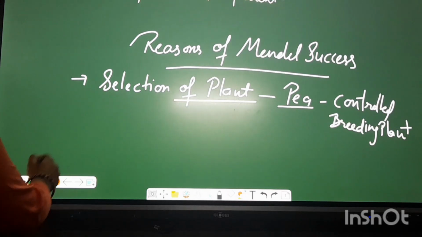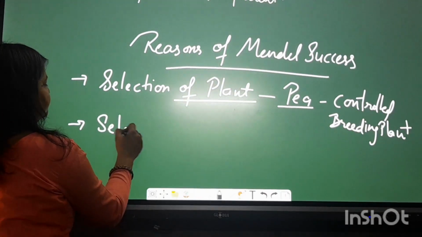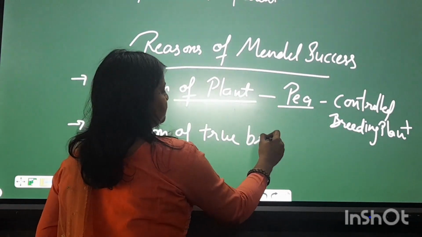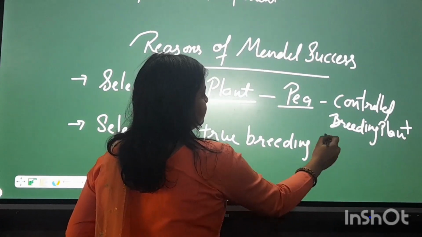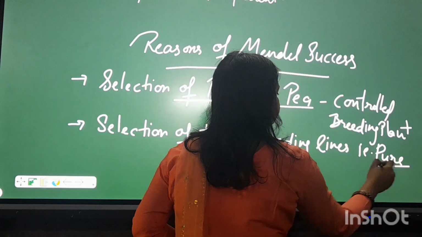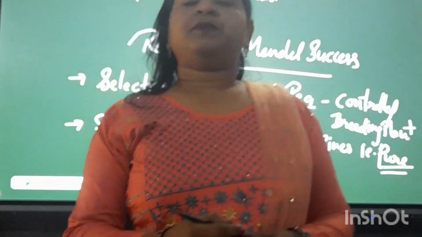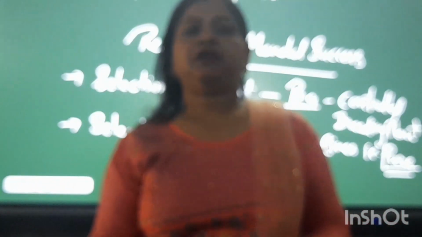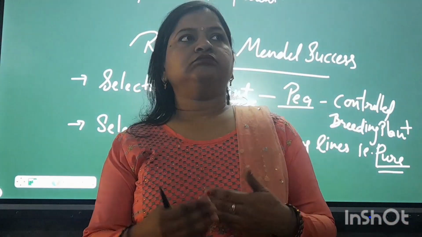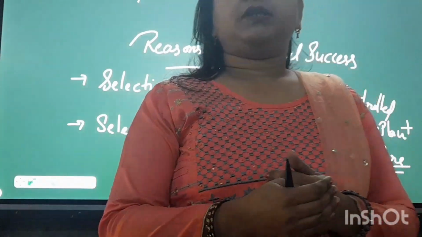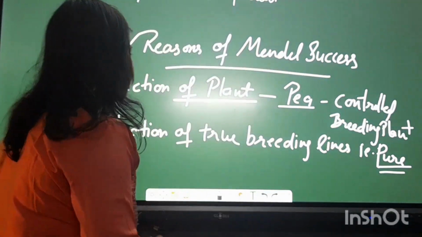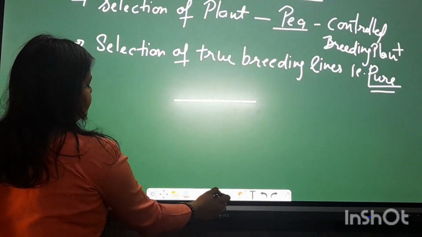Second, Mendel selected few breeding lines. Whenever he started the experiment, first he got the pure lines by doing cross-pollination progressively for many seasons. So, he selected the two breeding lines.